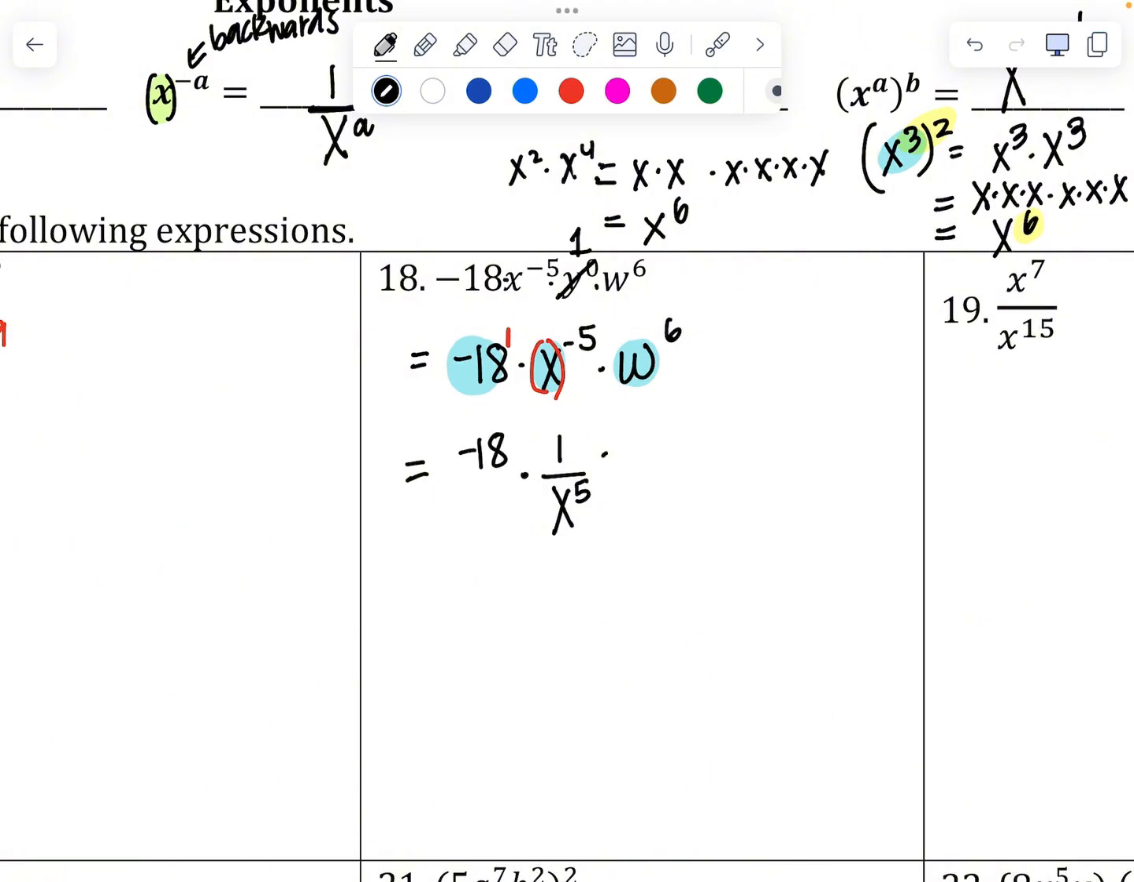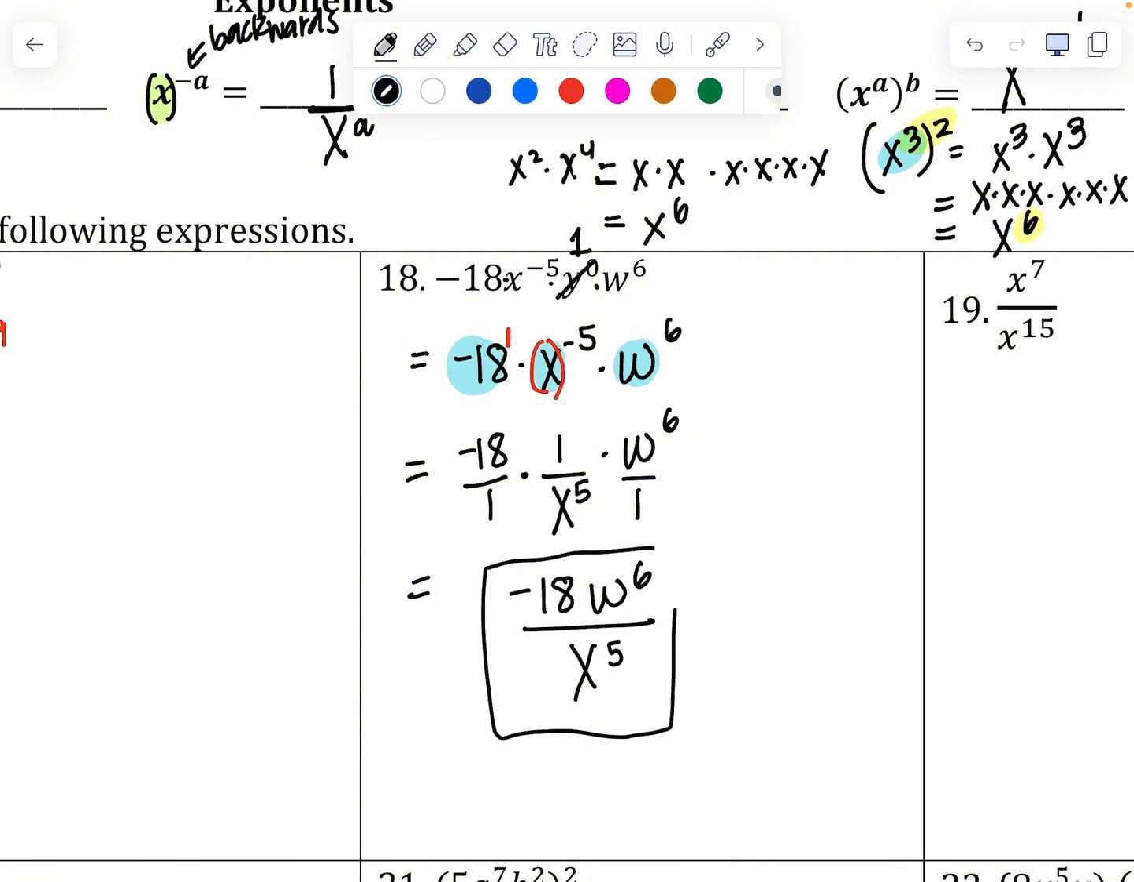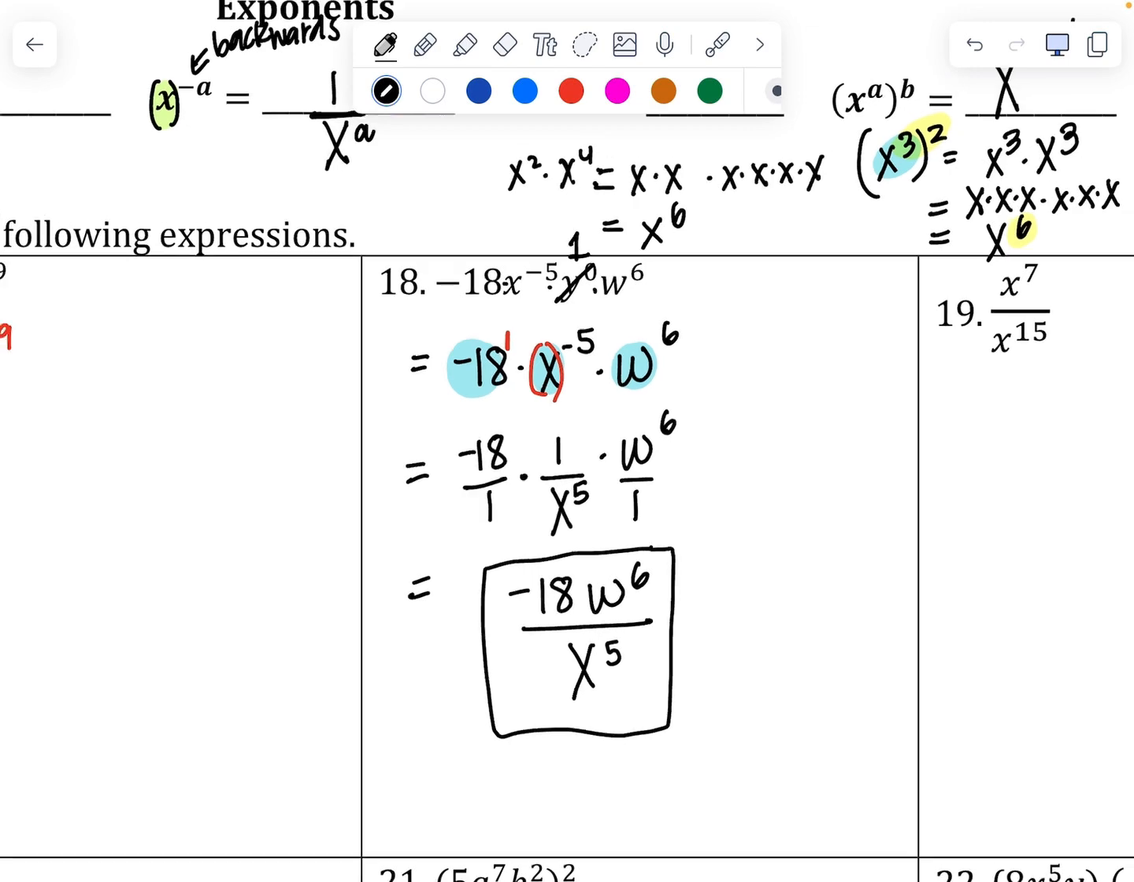And then don't forget to bring these guys down. They're still in the numerator, whereas x to the 5th is now in the denominator. So, if you would like to make this all nice and pretty, this is negative 18 times w to the 6th over x to the 5th. Or you could have used that cool shortcut. You could have just moved it to the bottom.